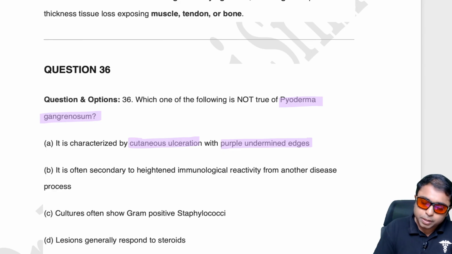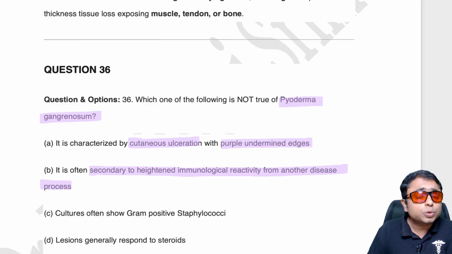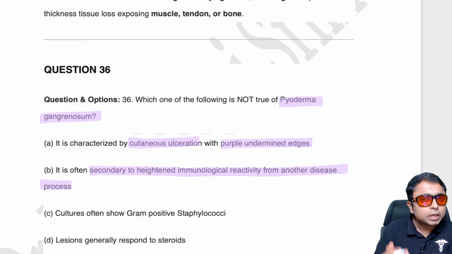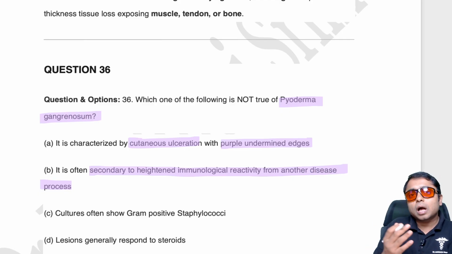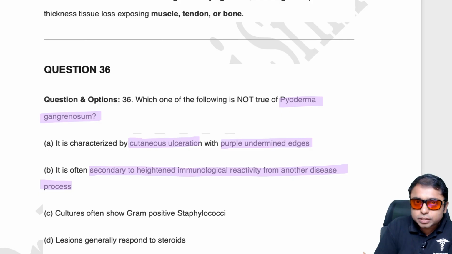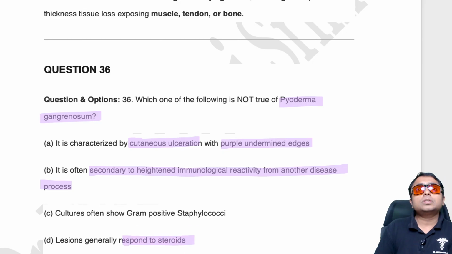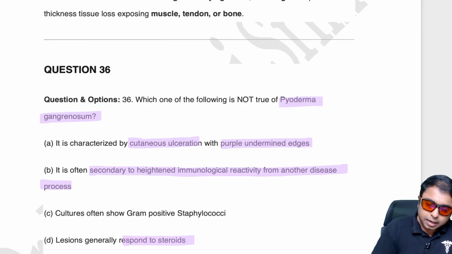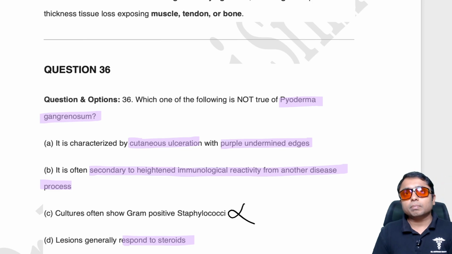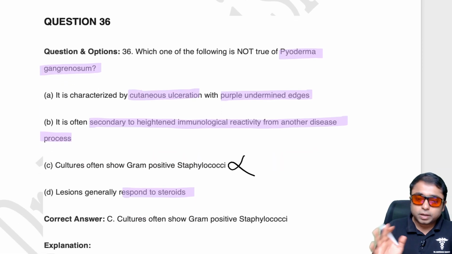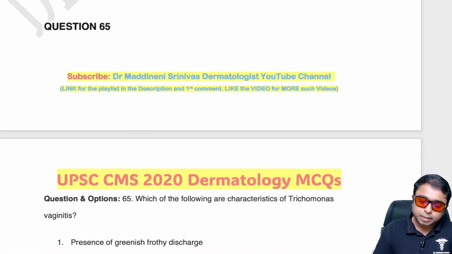hue will be there, that is purple hue will be there, and it is often secondary to heightened immunological reactivity from another disease process. That is, these individuals usually have an underlying inflammatory bowel disease, or they can have rheumatoid arthritis. So as an extra-articular and extra-intestinal manifestation, pyoderma gangrenosum is going to be seen in these patients. Lesions generally respond to steroids, absolutely correct statement. So what is the left out? It is option C. It is not basically a bacterial infection, so the gram-positive staphylococci will not be there in the culture. So that's going to be the wrong statement in this case.